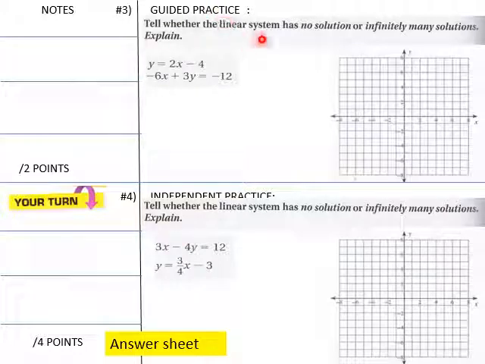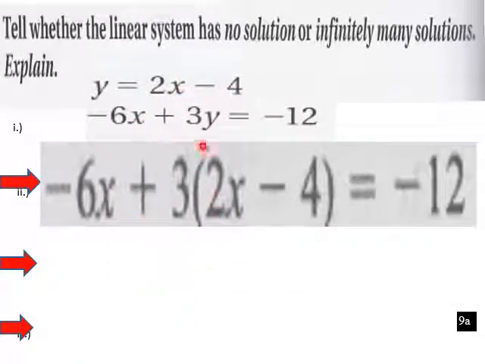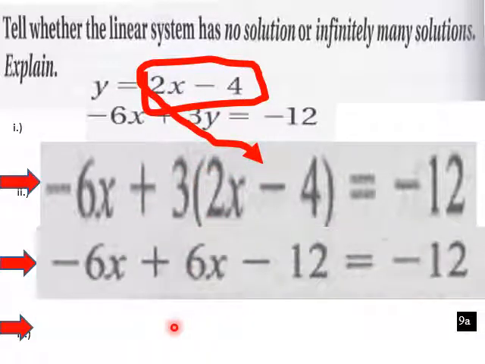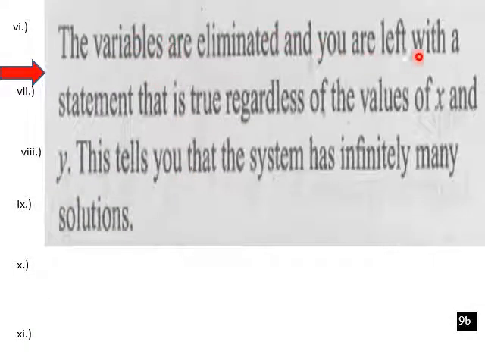So now we have a guided practice here with this bunch. Students, this is yours. Okay, our guided practice, no solution or infinitely many. So we have y equals this. Now we can just plug in. We can plug this in for the y here. So we have -6x plus, and we multiply through. And we have 6x minus 12 plus 6x minus 12. And we end up with -12 equals negative. What do we do with that? The variables are eliminated. You're left with a statement that is true regardless of the values of x and y. This tells you that the system has infinitely many solutions.